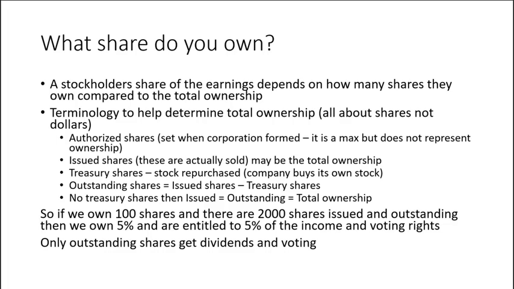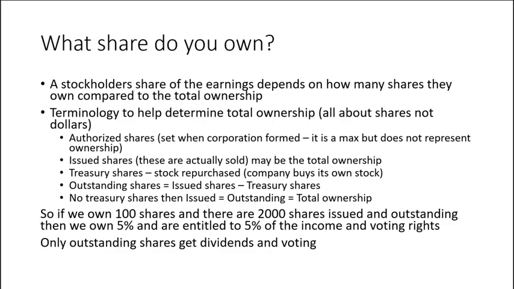unless there are treasury shares. That is stock that was sold or issued to investors, but then at some point purchased back by the corporation. So when the corporation buys its own stock, that's called treasury stock. And that doesn't count towards ownership. So if a company has no treasury stock, has bought no treasury stock, then issued shares and outstanding shares would be the same and would represent the total ownership. So you would look at how many shares you own compared to that issued and outstanding shares.